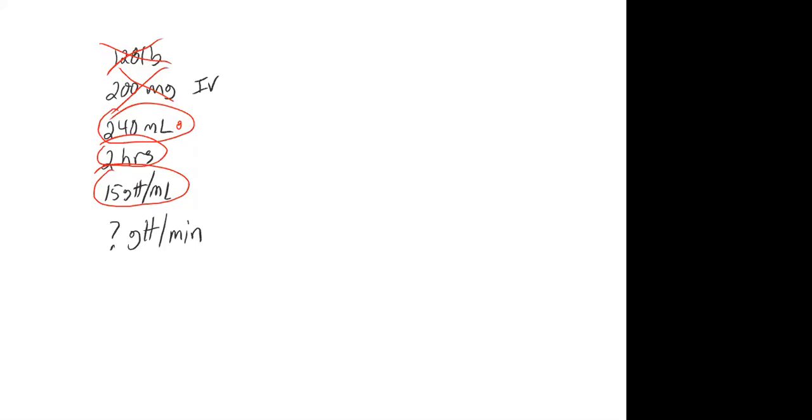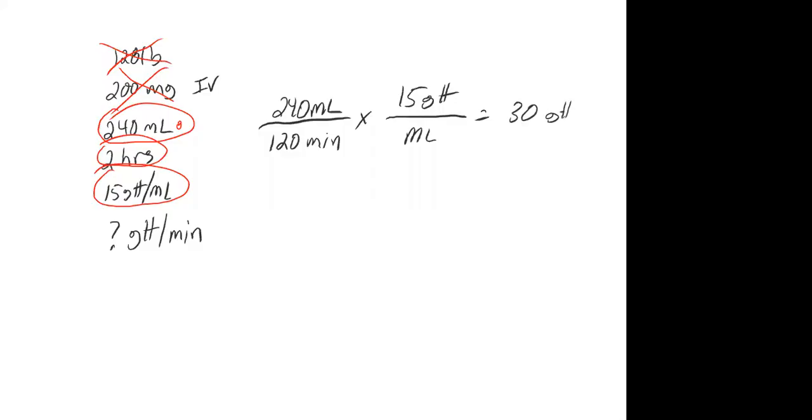So how do you solve this question? Well, you just take the rate of 240 milliliters over the time. Now I'm going to do a shortcut. 2 hours is the same thing as 120 minutes. Is everyone okay with that? Times my drop factor. When I do this calculation, I get 13 drops per minute.